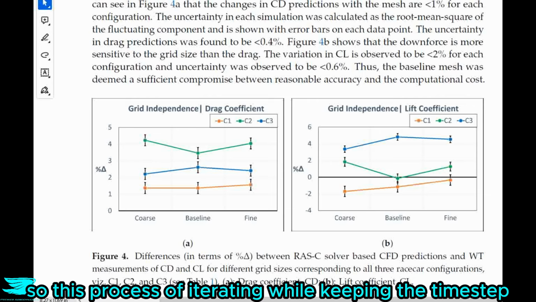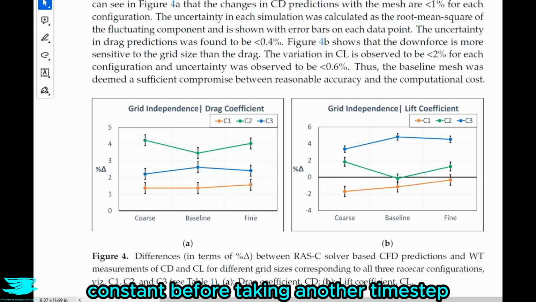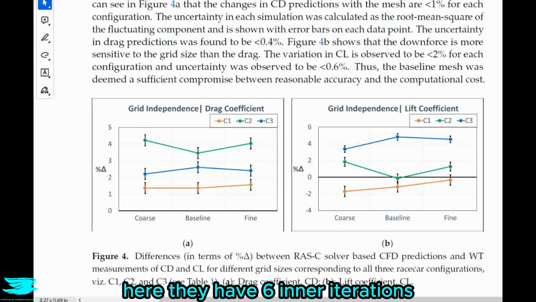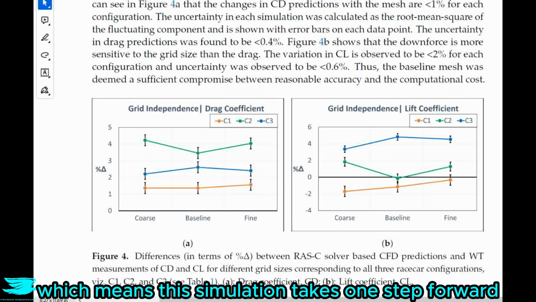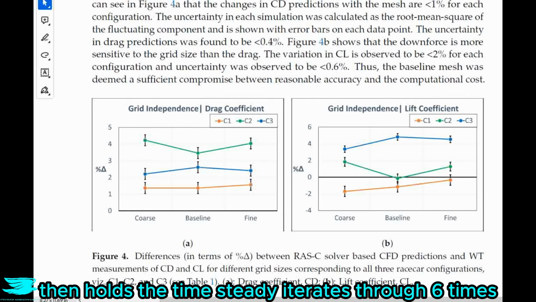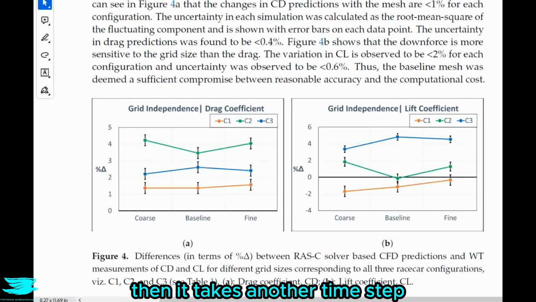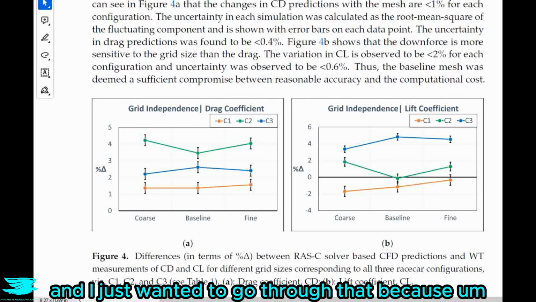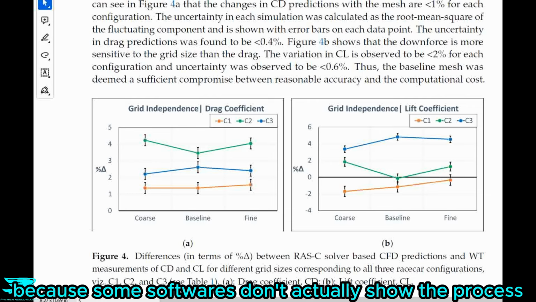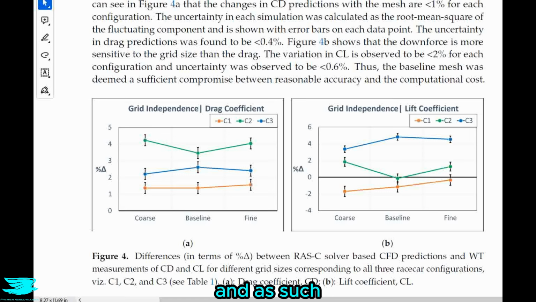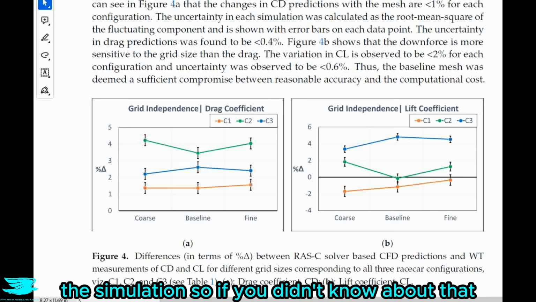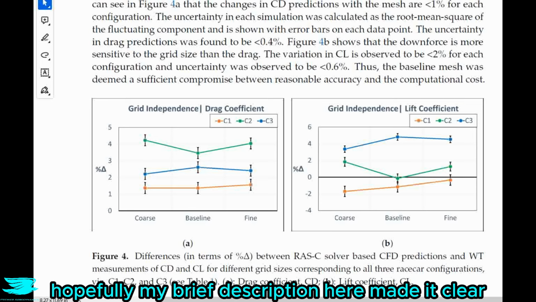So this process of iterating while keeping the time step constant before taking another time step is referred to as the inner iterations. Here they have 6 inner iterations, which means that the simulation takes one step forward, then holds the time steady, iterates through 6 times, then it takes another time step. And I just want to go through that process explicitly, because some software doesn't actually show the process. And as such, sometimes people don't even know about this step in the simulation. So if you didn't know about that, hopefully my brief description here made it clear what is happening.